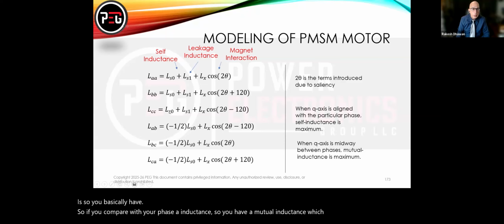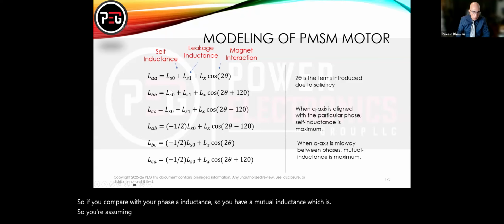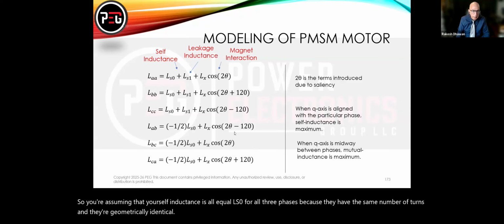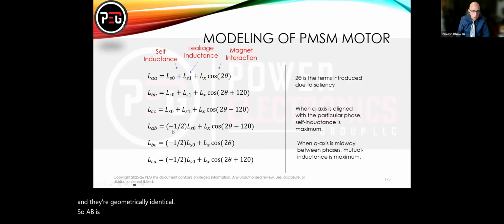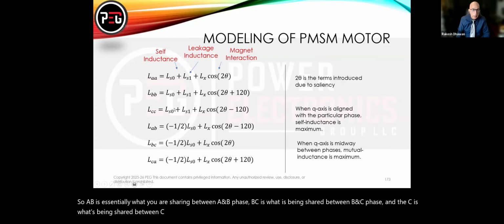inductance, where you're assuming that your self-inductance is all equal, LS0 for all three phases, because they have the same number of turns and they're geometrically identical. So AB is essentially what is shared between A and B phase. BC is what is shared between B and C phase, and CA is what's shared between C and A phase. All right. So the terms come out to be, you have the magnet interaction as well, along with the mutual inductance between AB, BC, and CA.